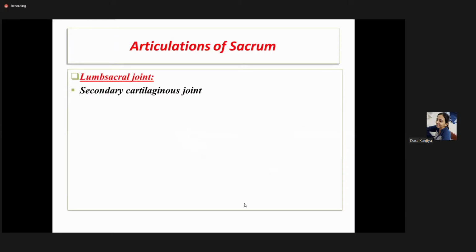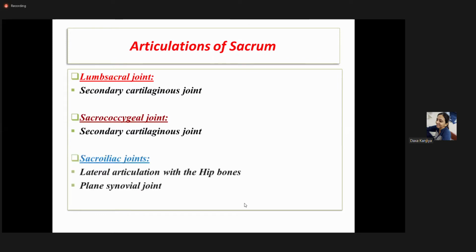So articulation, lumbosacral joint, above it articulates with the fifth lumbar vertebra, which is of secondary cartilaginous joint. Below it articulates with the coccyx. Again, it is of secondary cartilaginous joint. And on either side, it articulates with the iliac part of the hip bone, sacroiliac joint. And that is of the plain synovial joint. So these are the articulations of the sacrum.